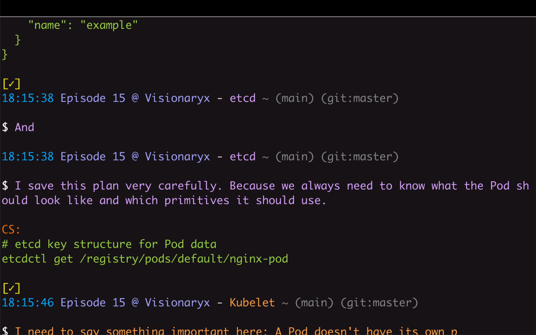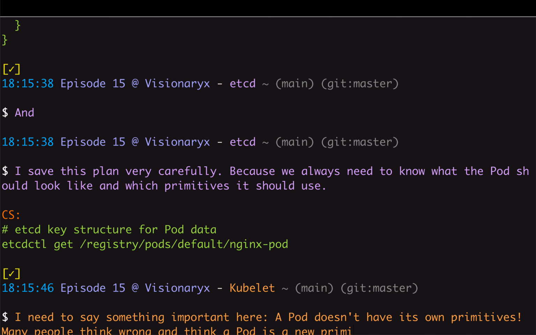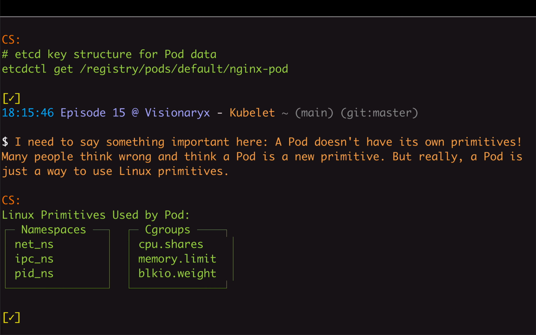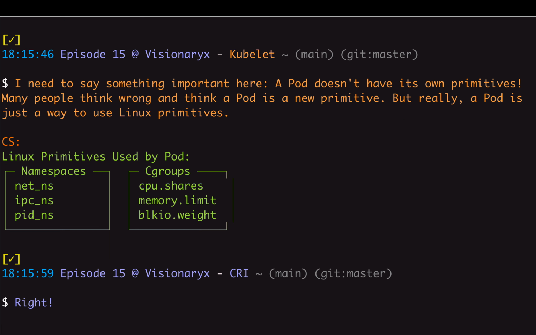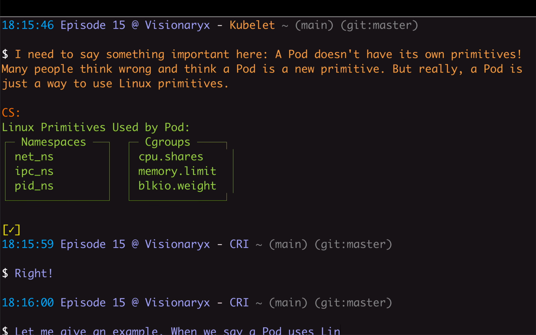I need to say something important here. A pod doesn't have its own primitives. Many people think wrongly that a pod is a new primitive. But really, a pod is just a way to use Linux primitives. Right. Let me give an example.